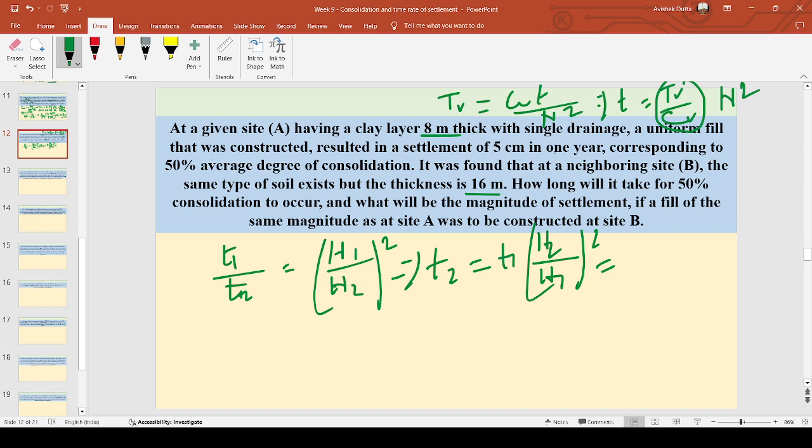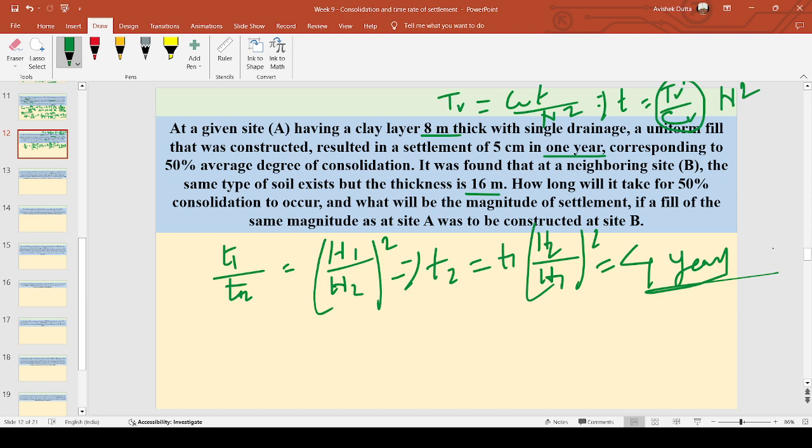T1 is 1 year. So now 1 into 16 by 8, that is 2 whole square, 4. So T2 will be equal to 4 years. It will take 4 years. If 4 years for the site at B, that is the same magnitude as site A was to be considered as site B, it would have taken 4 years for that site because of the difference in the thickness of the soil layer, first of all.